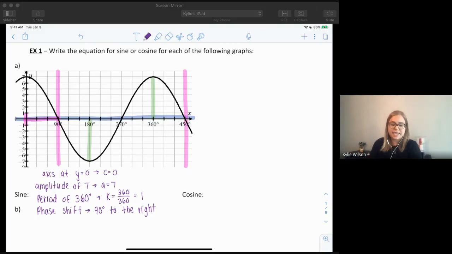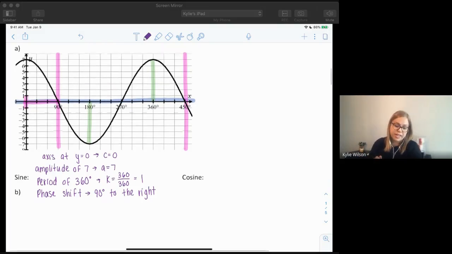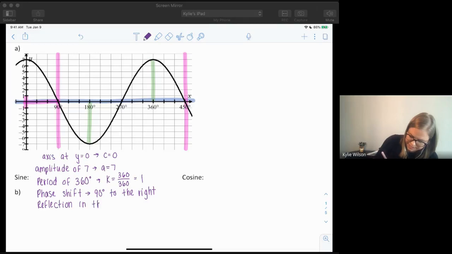Finally, I checked to see if there was a reflection. Because my sine starts here and goes down first and then up, that means that we do have a reflection and it's upside down. So we do have a reflection in the x-axis, which means a is negative.